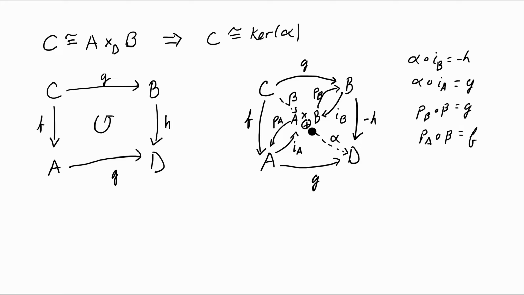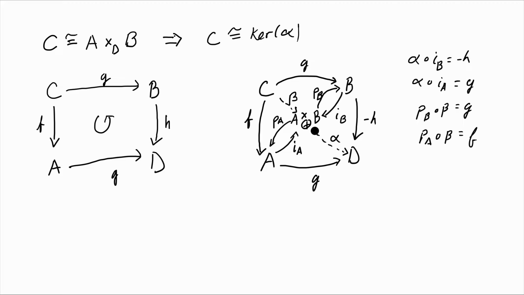So in particular, IB then alpha is going to be the same thing as negative H, and IA then alpha is going to be the same thing as G. Okay, so that's how we can define alpha. We similarly can define beta using the universal property of the direct product of A and B.